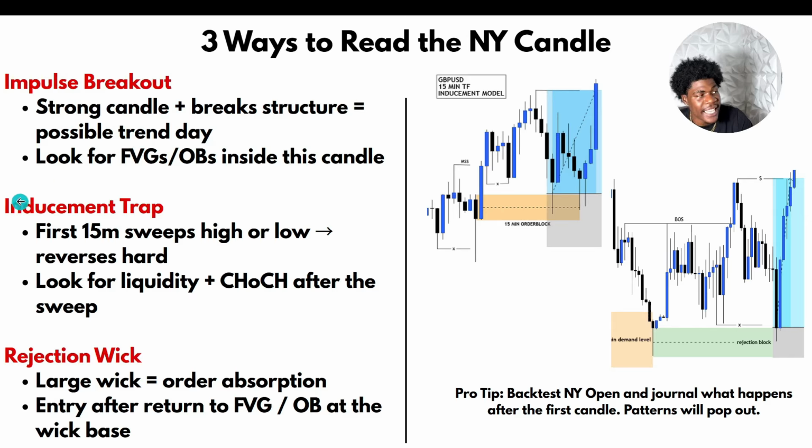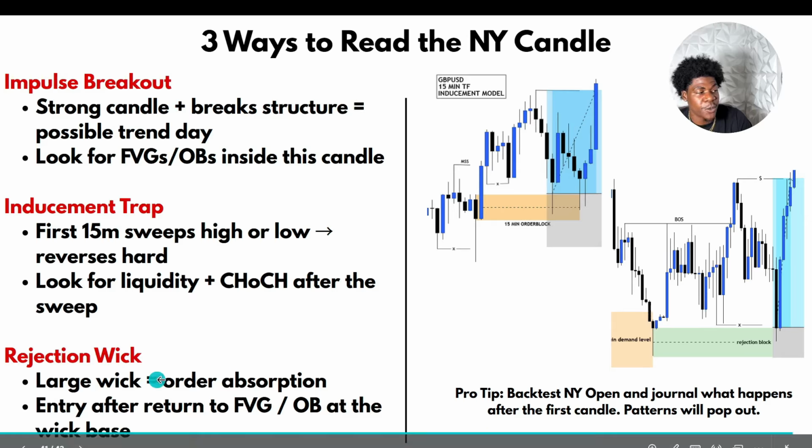The second is our inducement trap. The first 15 minutes sweeps highs or lows, like I stated before, either the prior daily or a prior session high or low. Then it quickly reverses hard. Then we look for our liquidity sweep plus our change of character. We can also label it a market structure shift after this liquidity sweep. And then we have our rejection wicks, large candlestick wicks. Those equal order absorption.